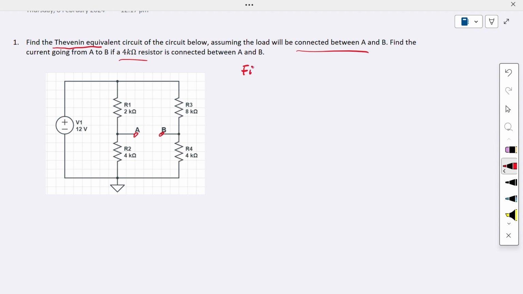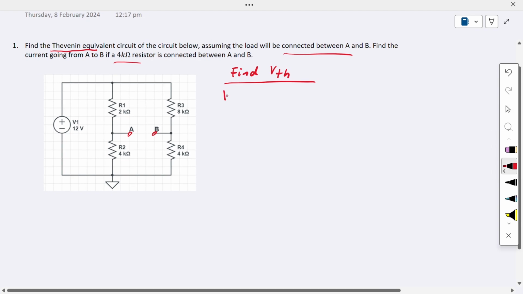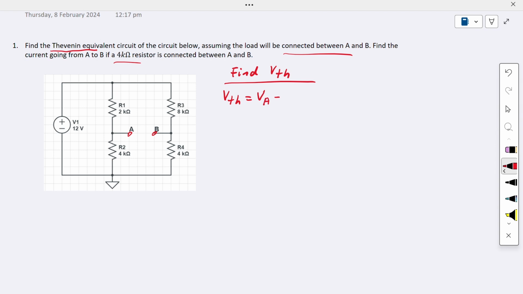So we can first find the VTH value. Let's say I'm going to find the VTH value over here, meaning that VTH is equal to VA minus VB. So what is VA? The VA actually is a series circuit which is connected to 12 volt. So that means we know that from this point to the ground here, this gives us 12 volt. So this is a voltage divider circuit.